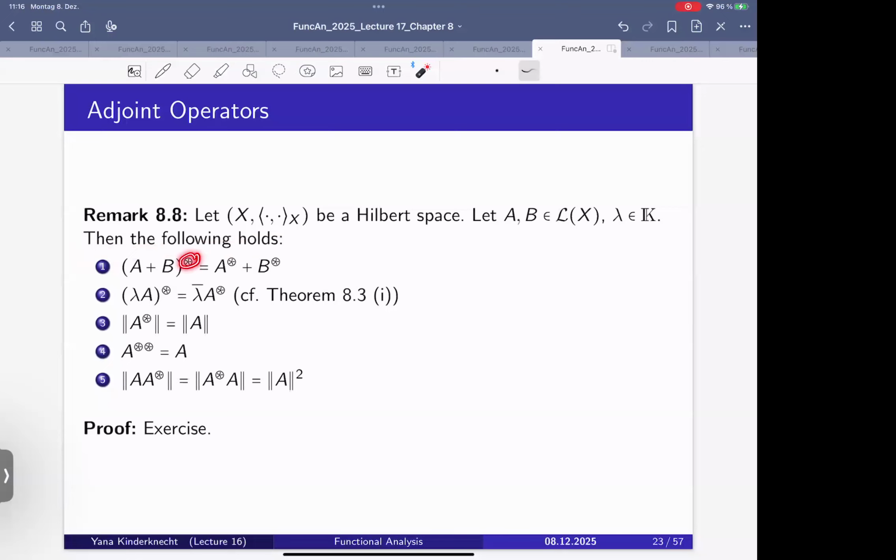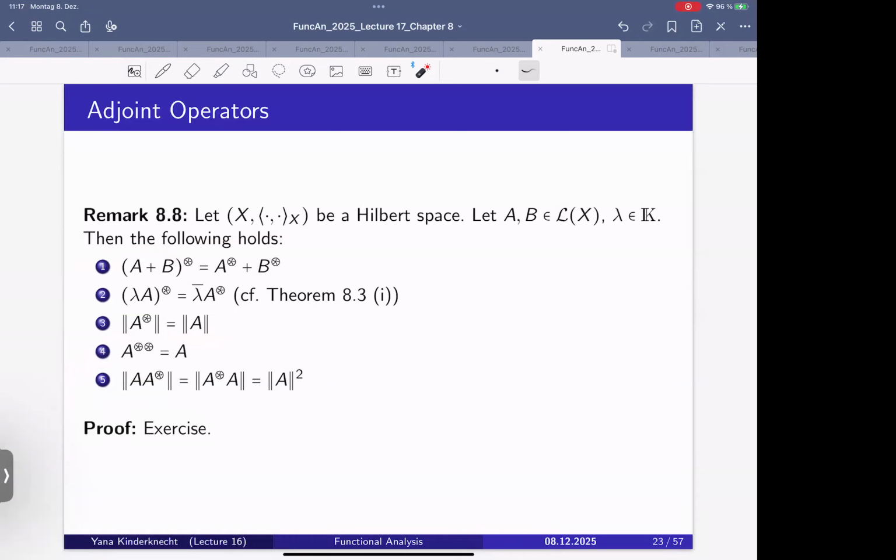Still, the adjoint of a sum is the sum of adjoints. But now, this mapping, where A is mapped to A with this specific star, is not a linear isometry. We have this property: when you pull out your scalar, you should pull it out with complex conjugation. Again, the mapping is an isometry, that is, the norm of A star is the same as the norm of A. And we have also this nice property.